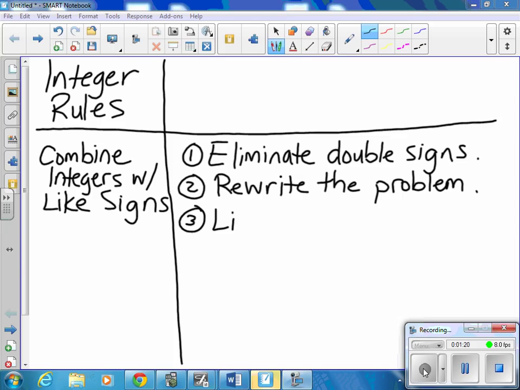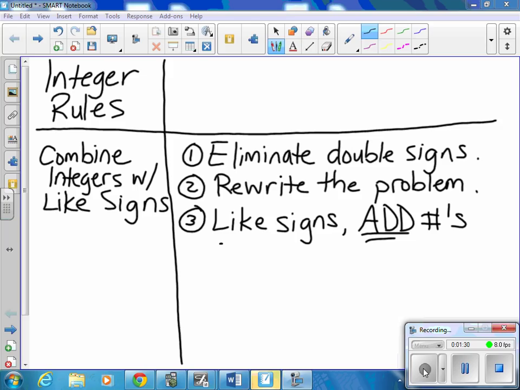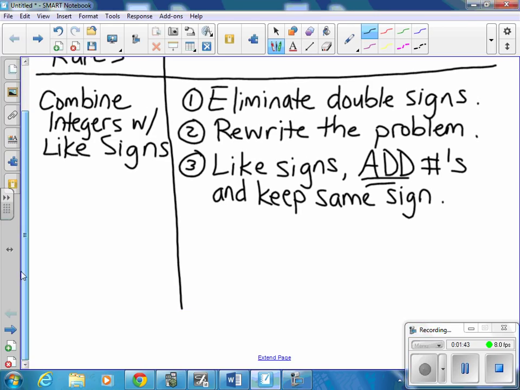So with like signs, that means 2 positive numbers or 2 negative numbers, we are going to add the numbers together and keep the same sign. So if it was 2 negative numbers you were adding together, your answer would still be a negative answer after you added them together. So with this section, after each set of directions or rules, I'm going to help you with some examples and remind you of what you should be understanding from each section.